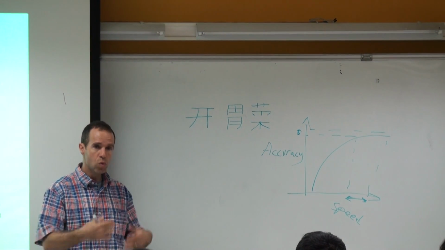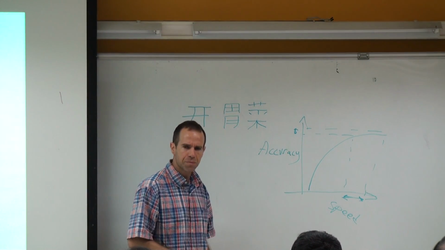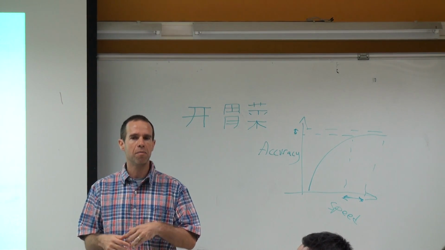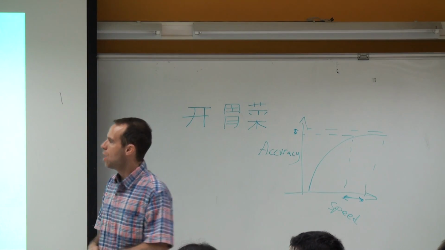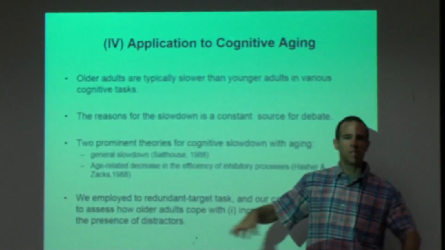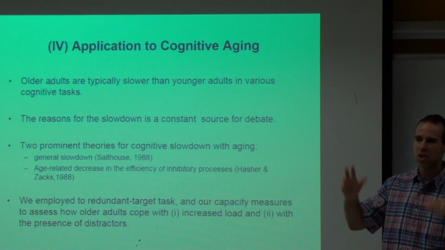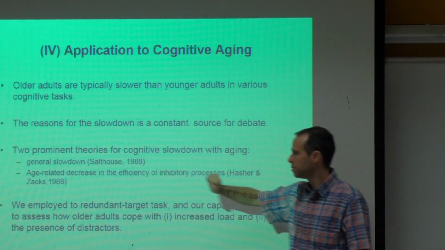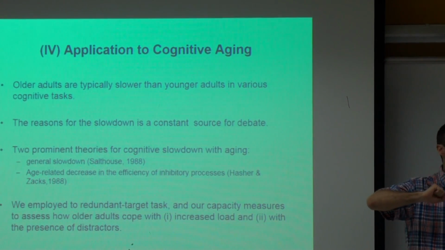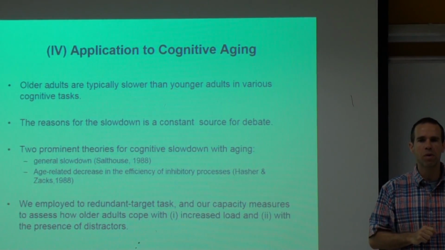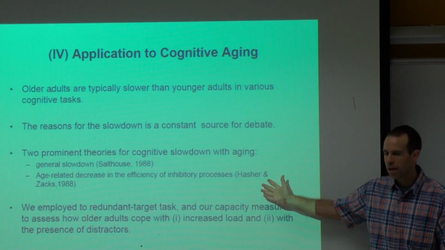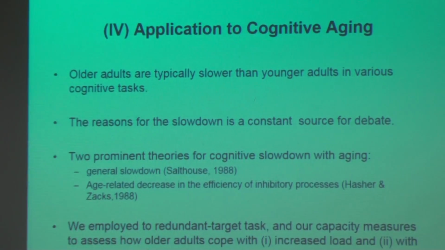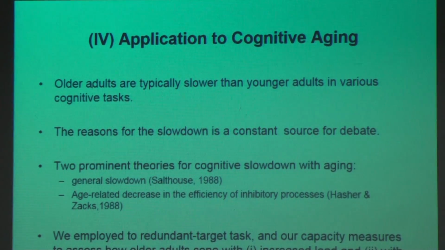Been so useful to uncover those differences. Two prominent theories that myself and my colleagues were interested in were the general slowdown, which essentially says all the adults are just slower in everything they do, and the age-related decrease in the efficiency of inhibition or inhibitory processes. This is an approach championed by Hasher and Zacks, and was again subject to quite a lot of research here in the university.